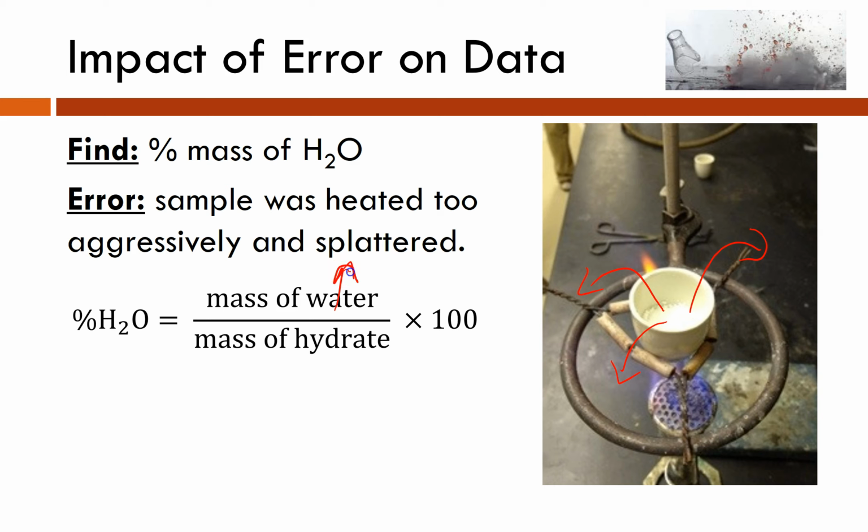Hopefully you're thinking that that goes up. That's a sad looking arrow. I think I'm making it worse. Anyway, the mass of the water is going to appear to be higher than it is in reality because in addition to losing water molecules, you have also lost some of your compound. And as a result, the percent error is going to be positive. Your calculated percent mass of water is greater than the actual percent mass of water. So again, positive percent error.